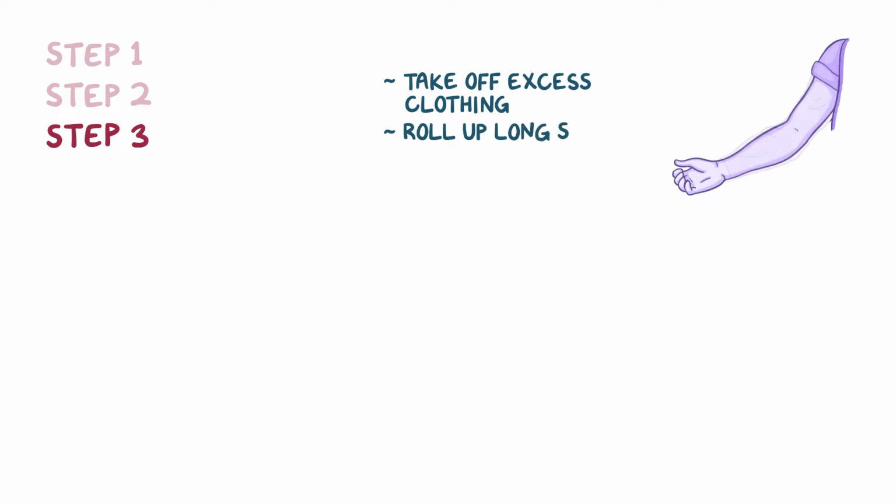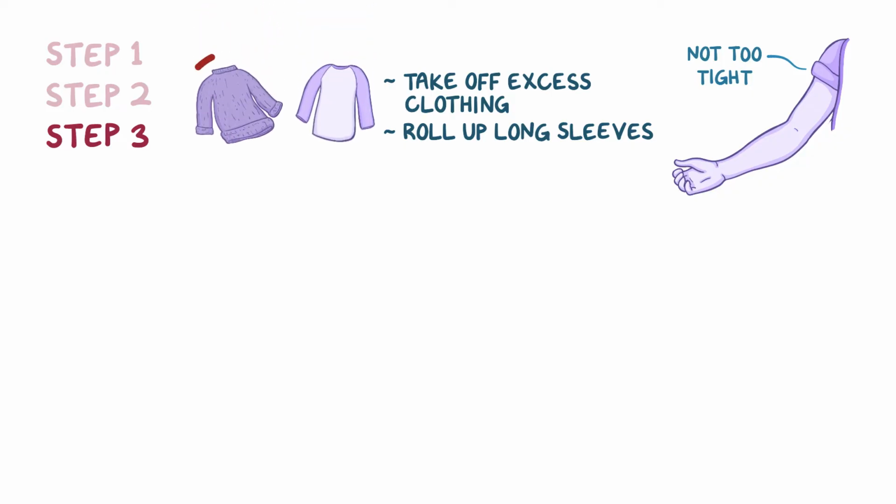Step 3. Wrap the cuff around the person's bare arm. For this to happen, an individual may need to take off excess clothing or roll up long sleeves. If a sleeve is rolled up, you must make sure that the sleeve is not too tight on the upper arm, because this can make the person's blood pressure appear lower than it really is. In some circumstances, a bare arm may not be practical, and in that case, thin clothing may be acceptable.